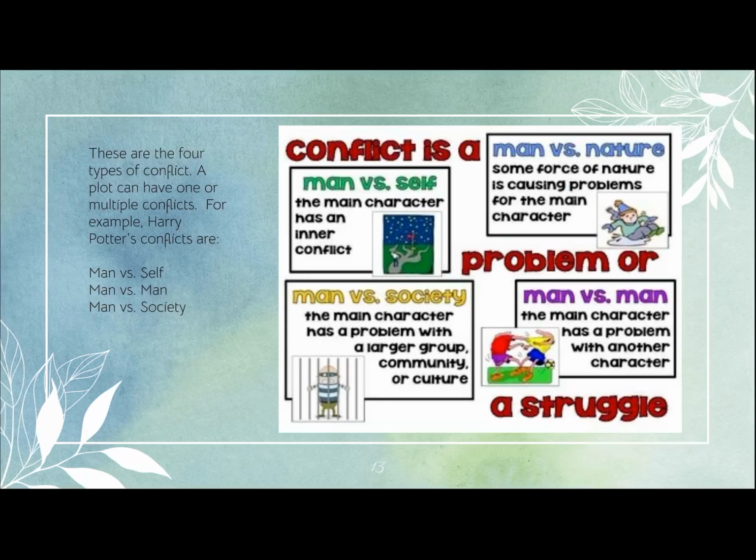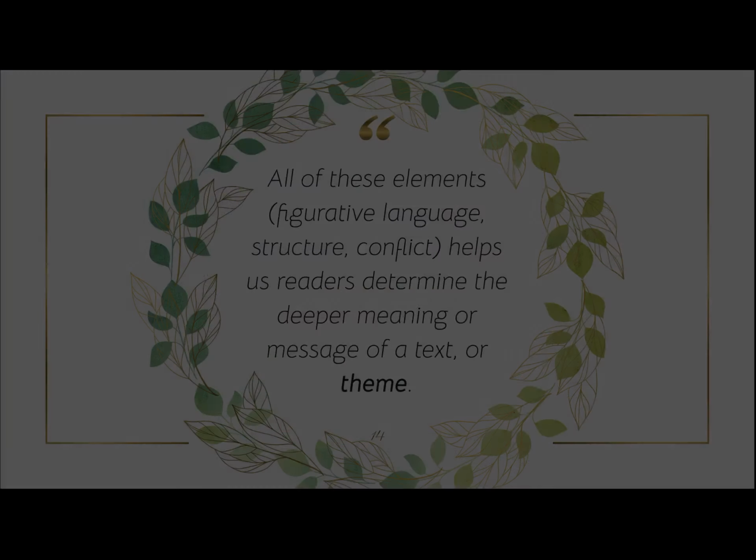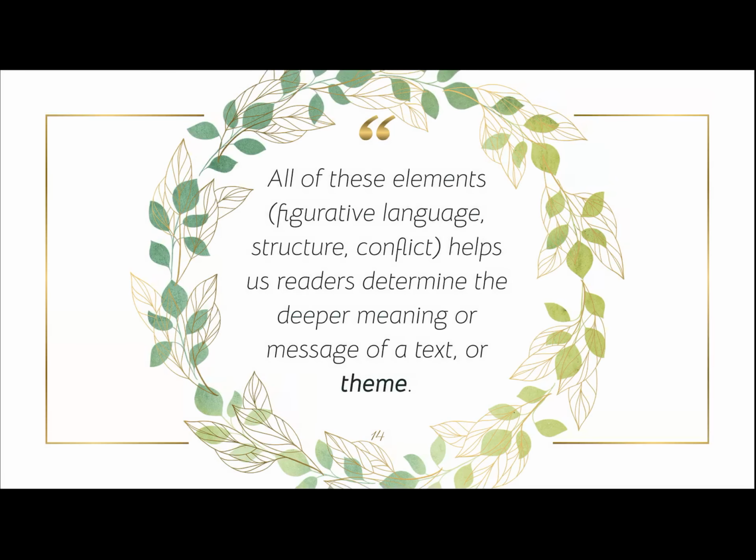And man versus society, oftentimes he is faced with this larger conflict in society that he has to deal with, like society being against muggles, for example, or half-bloods or stuff like that. So there is some inherent discrimination going on in the society, and Harry Potter struggles against that discrimination that goes on in that society. Once we think about these conflicts, the structure, the figurative language, it helps us determine the deeper meaning or message of a text, which is a theme.